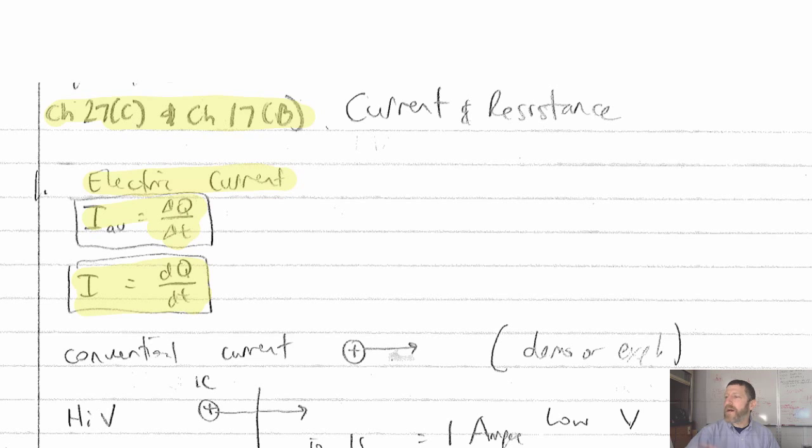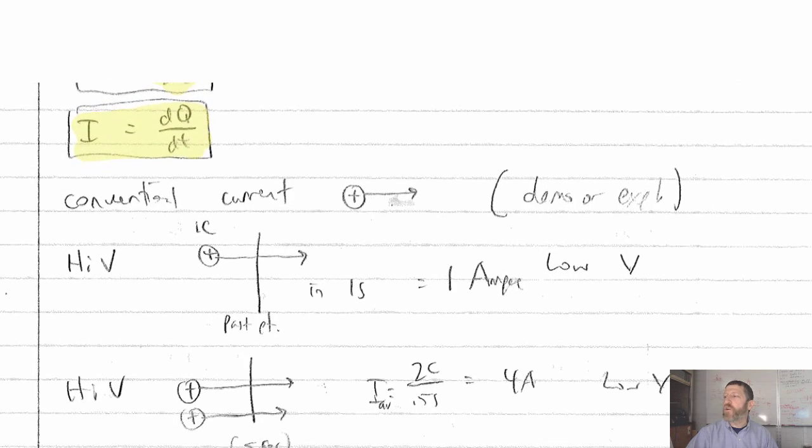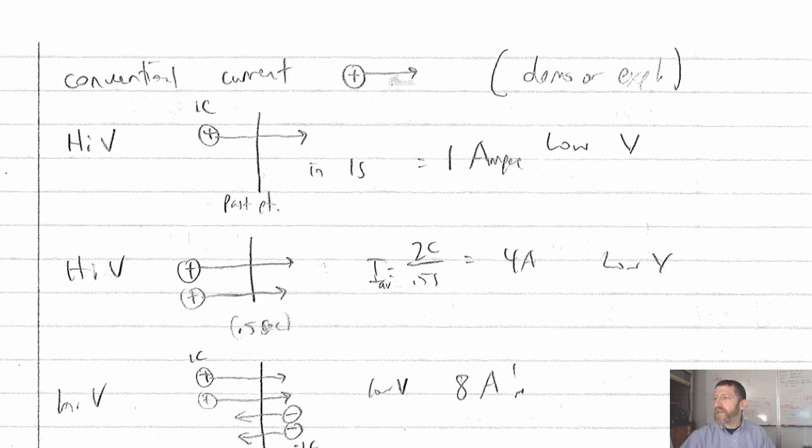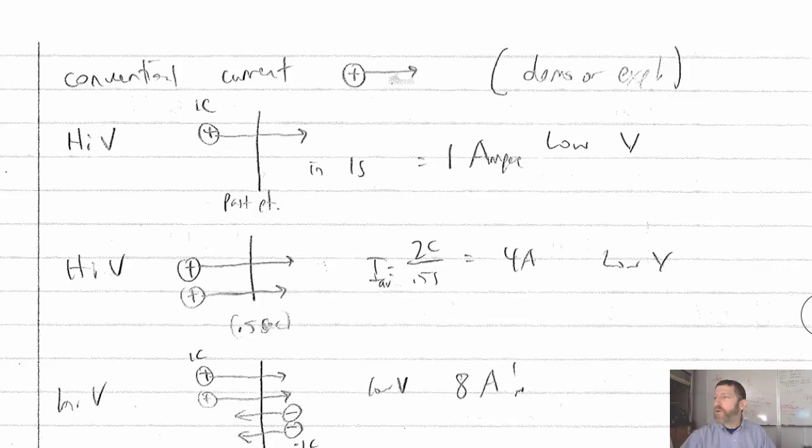Now, an important concept is conventional current. What you've got to understand is that you could have current if you have moving positive charges or moving negative charges. If you have 1 coulomb of charge that goes by some point in your wire, it doesn't matter where, in 1 second, 1 coulomb per second is called an ampere.